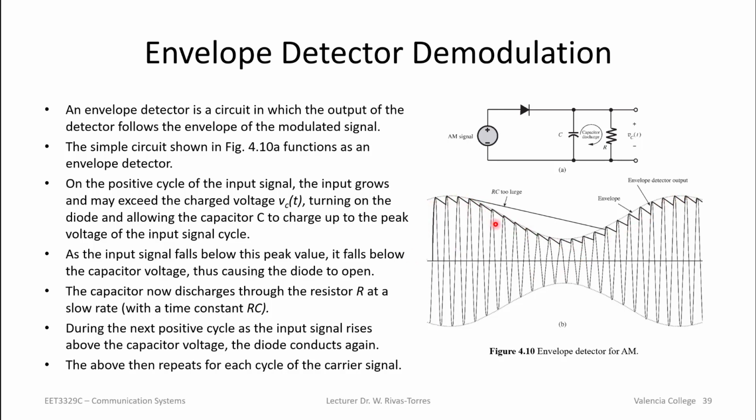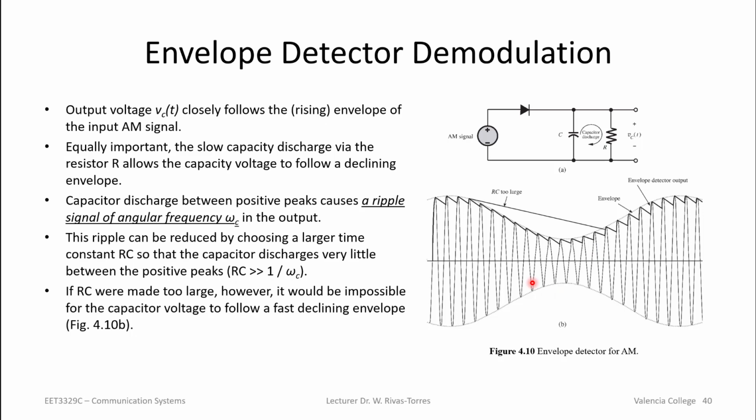Notice that right now you end up with this thing, as they're showing it, that looks like a little sawtooth, or we can call it a ripple, right? Now you can reduce this ripple by choosing a larger time constant. That's the product between R and C, so that the capacitor charges very little between the positive peaks. So RC should be greater than 1 over omega c, which is your carrier frequency.